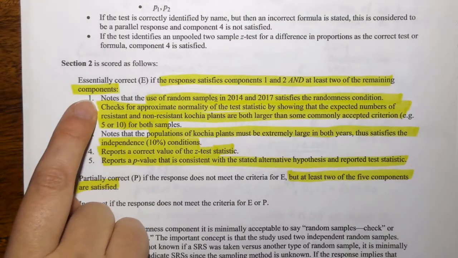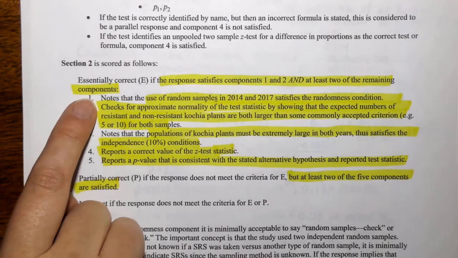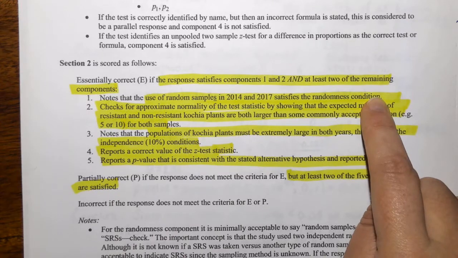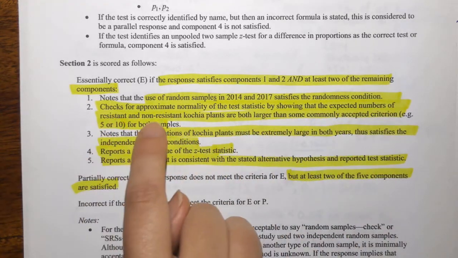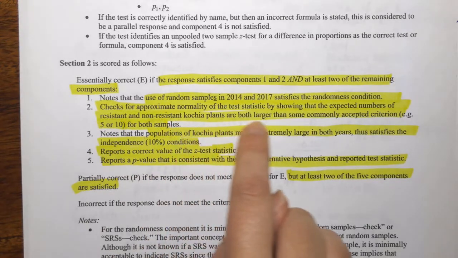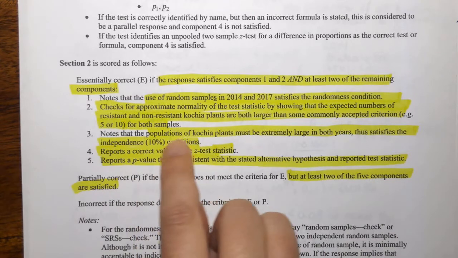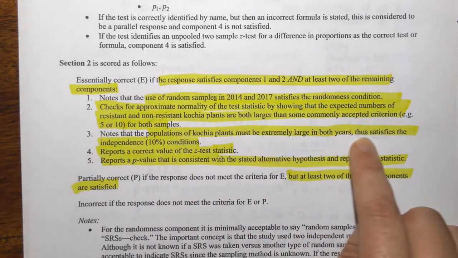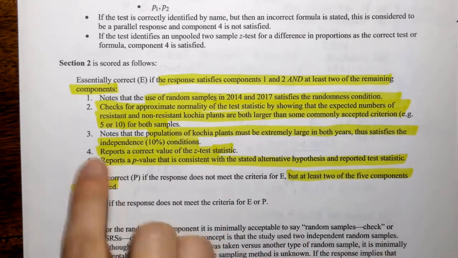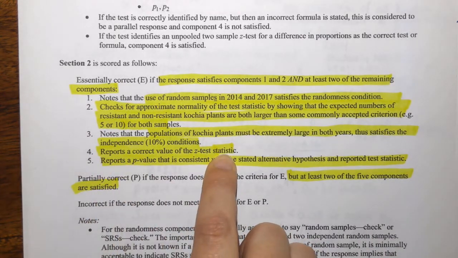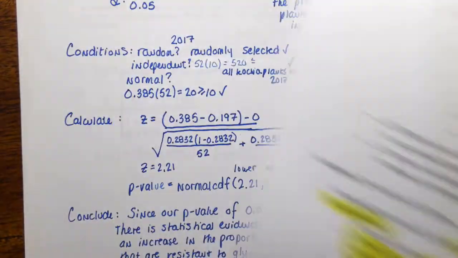But I'm hoping that you guys have all of this. So you have randomness condition checked. You checked for appropriate normality by showing the expected number of resistant and non-resistant plants are both larger than 5 or 10 for both samples. Notes that the population of plants must be extremely large and thus satisfies the 10% condition. Reports a correct value of the z-test statistic. Records a p-value that is consistent.